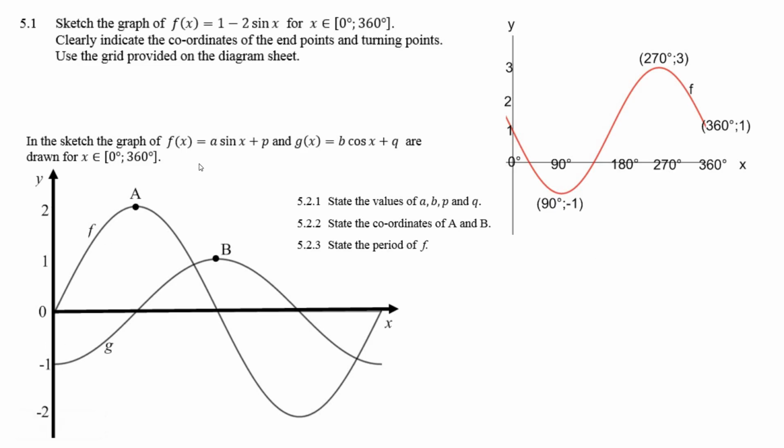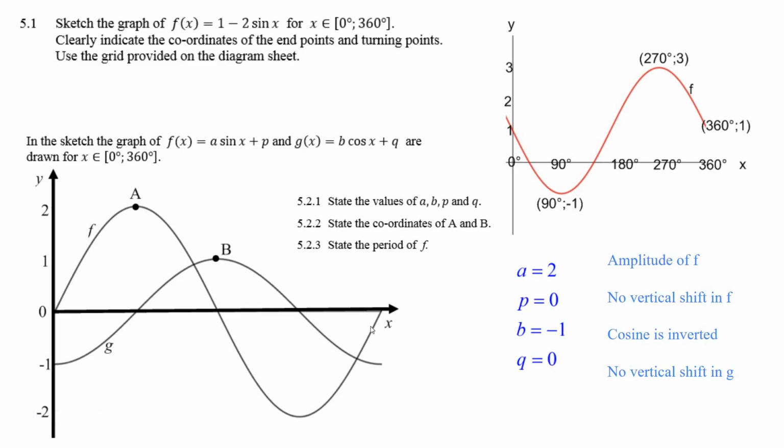The next question. We've got f here. It's a sine x plus p. Well, I'm looking at an amplitude of 2 here. So a's got to be 2. But it is going up, and then it's going to the middle of 0. P must be 0. It just must be 0.